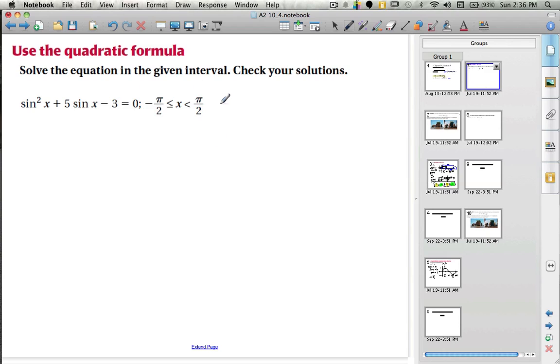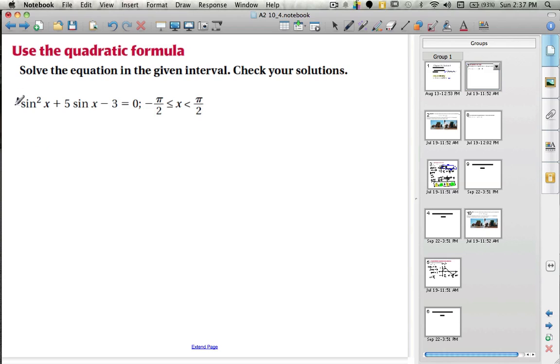So again, now I'm working in an interval, but now I've got this more complex problem. And you see I have sine squared x, and I have sine to the first power x, and then I have a constant. Okay, so this is looking a lot like a quadratic function, right? So I'd want to see, are there factors of 3 that have a difference of 5? No, that doesn't really occur. So maybe I'm going to use the quadratic equation, right?